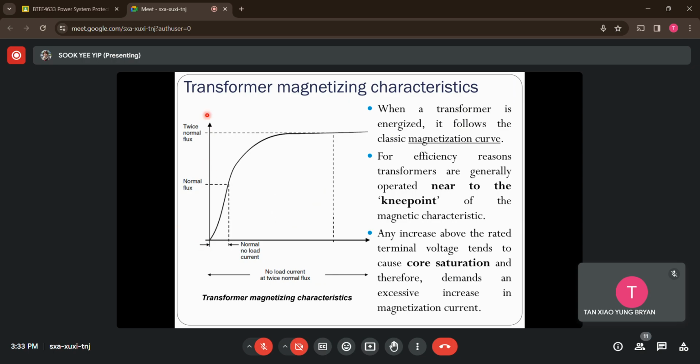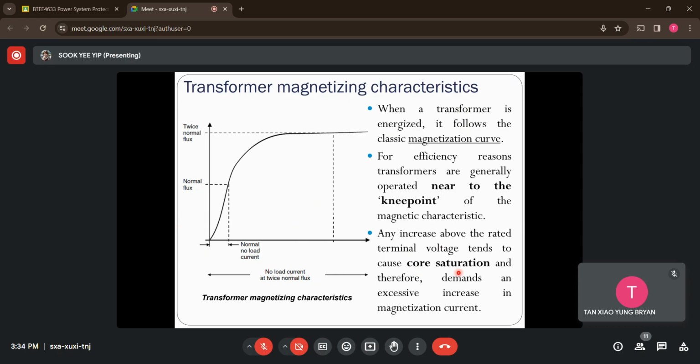The y-axis is now showing the flux generated at the core, and the x-axis is representing the current under no load conditions. So whenever we want high efficiency operation of the transformer, we will design this transformer to operate near the knee point of the magnetization curve. Why? This is because any increment of the voltage higher than the rated terminal voltage, or I should say higher than the knee point voltage, will cause the transformer core to turn into saturation mode.